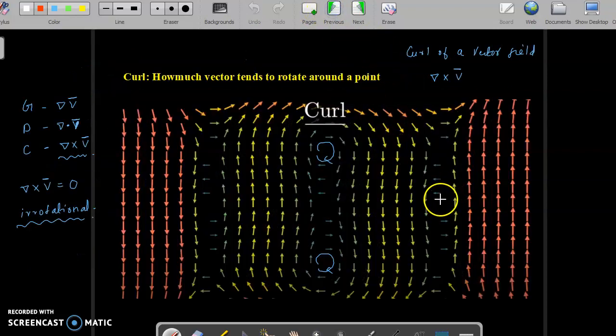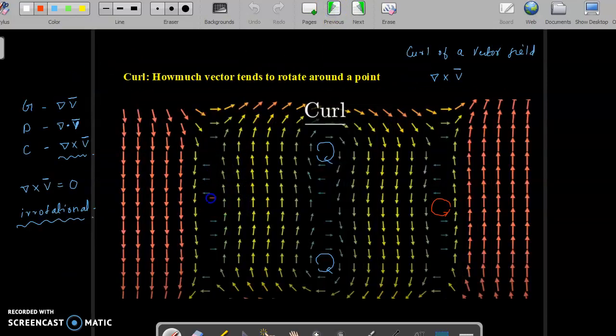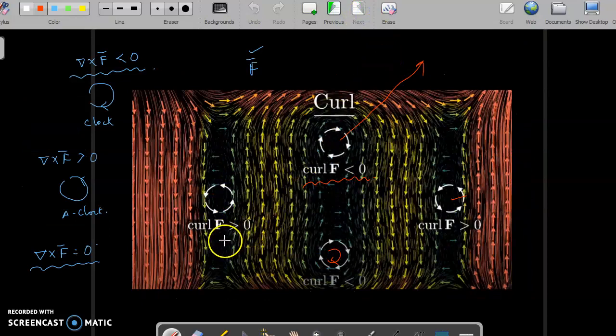And if you look at this point, see, like this here, this is an anti-clockwise direction. And if you take the curl of the vector field at this point, you will probably get a positive answer. And similarly, see here, this point, there is an anti-clockwise direction here. So there also the same result, the curl of the vector field is greater than 0.